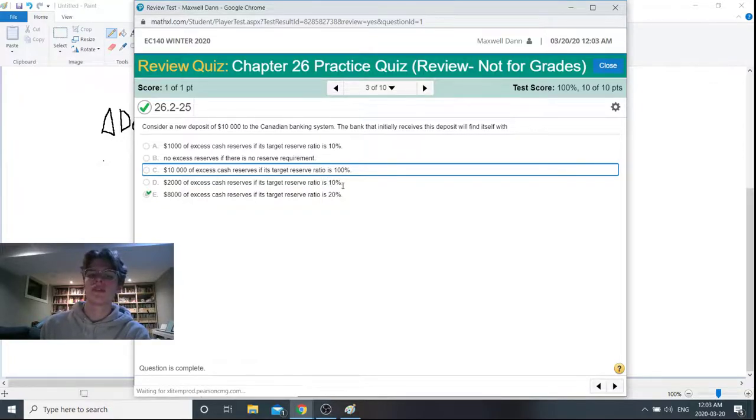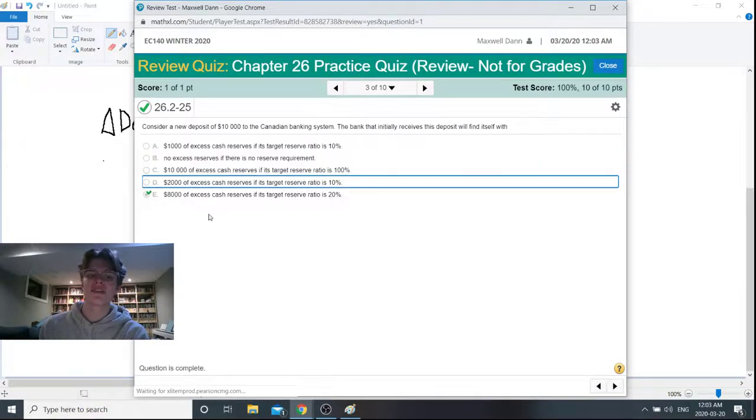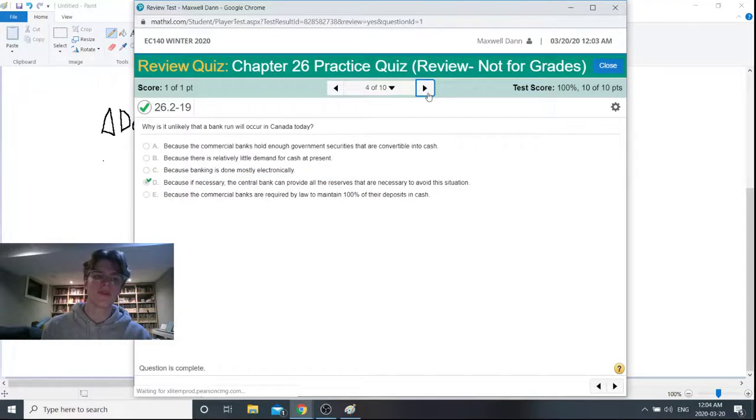If the target ratio is 10%, again, it's 9,000, not 2,000. If it's 20%, that means that out of this $10,000, 2,000 of it, 20%, is going to be kept as reserves. The other 8,000 is going to be loaned out. So in that case, 8,000 are excess cash reserves that we don't need.